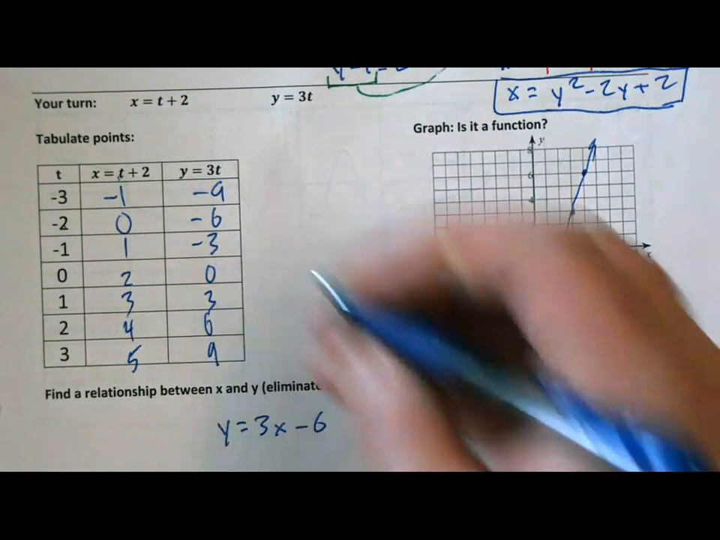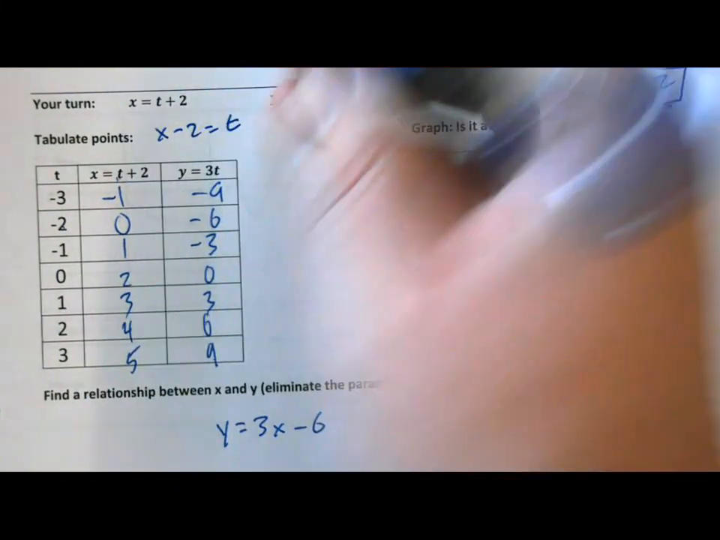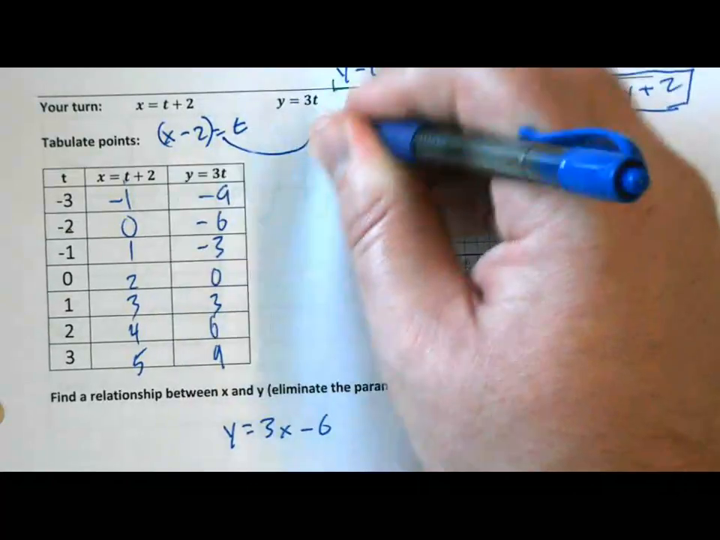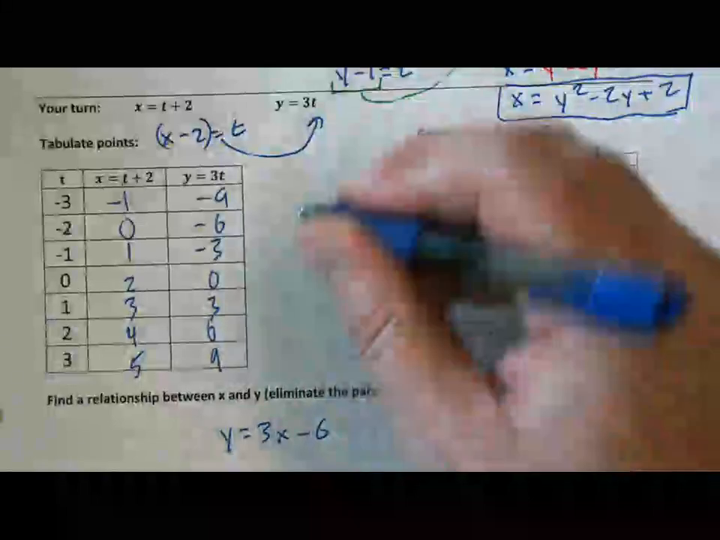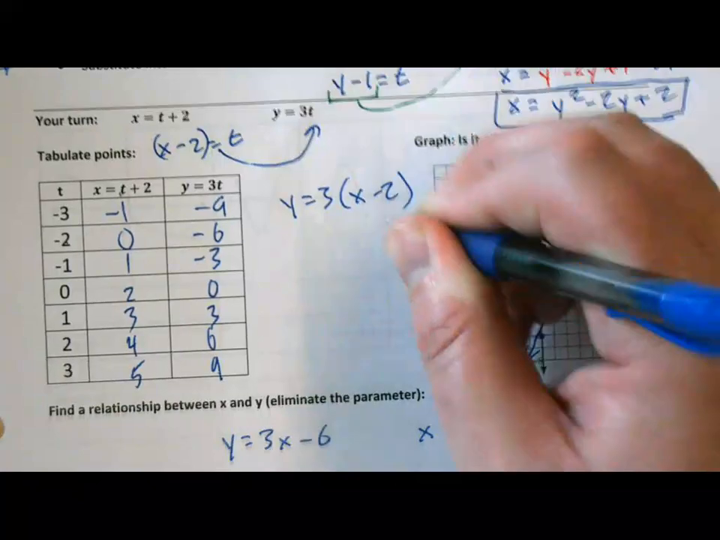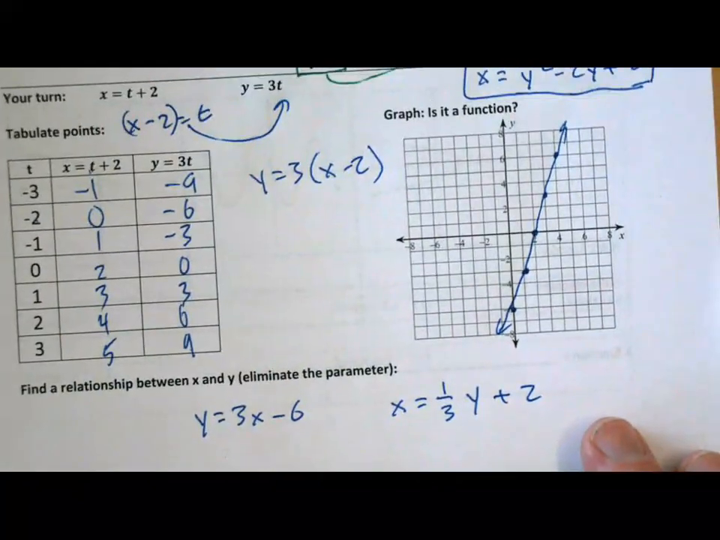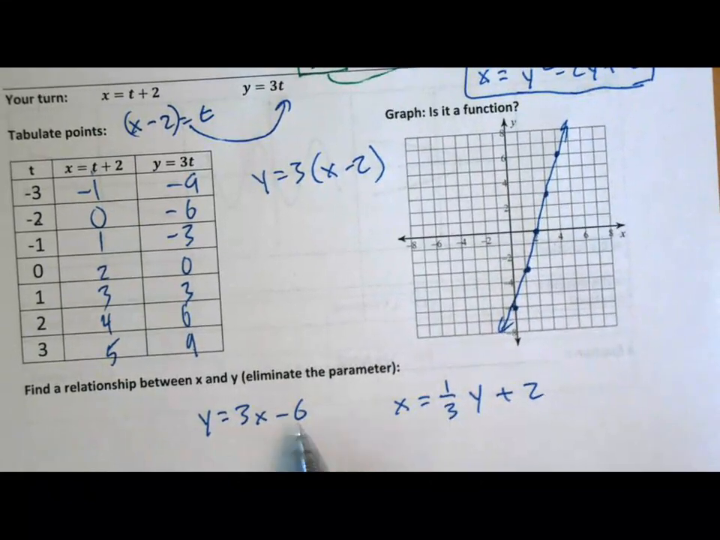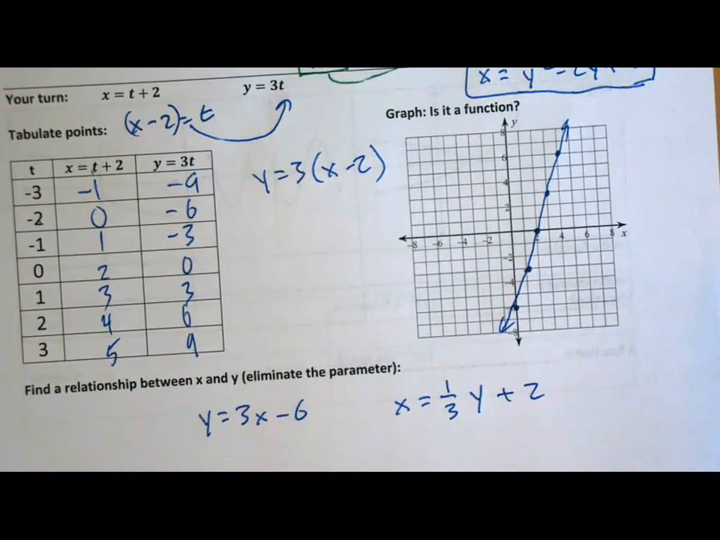So if you did that, you would have ended up with x minus 2 equals t, and then that x minus 2 goes into this equation in place of the t, and that's how we get to there. So you'd get y equals 3 times x minus 2. And then I distributed because to me it made more sense to have it in this format, y equals mx plus b, and it's easy to see what's going on in the graph.